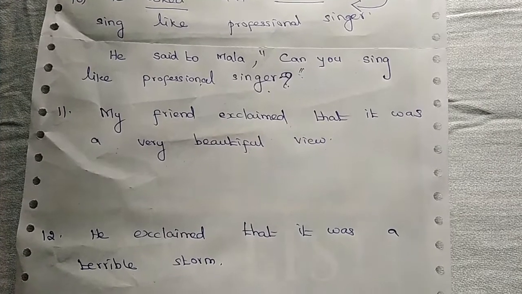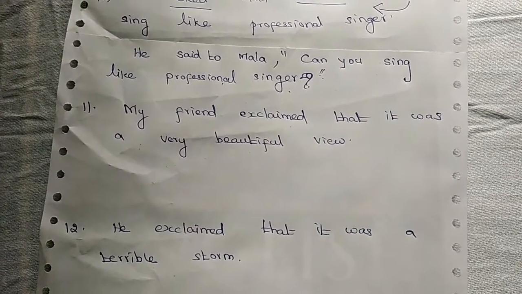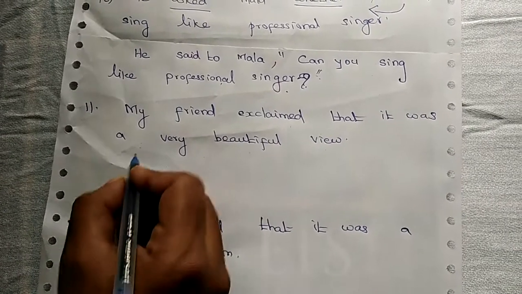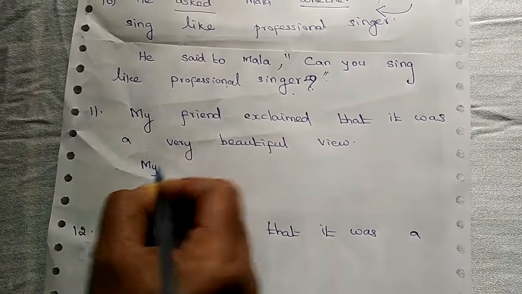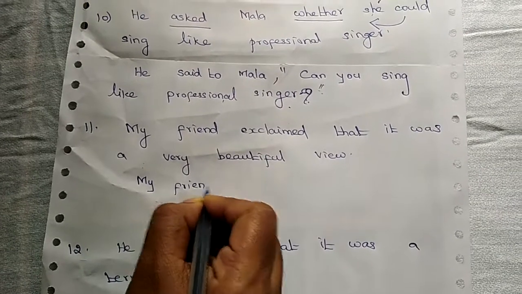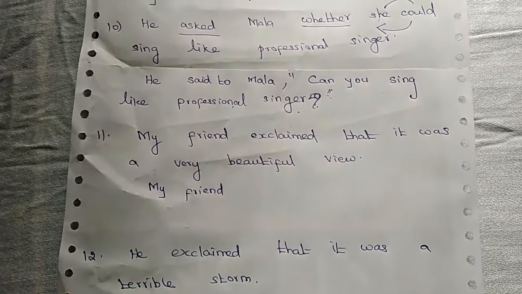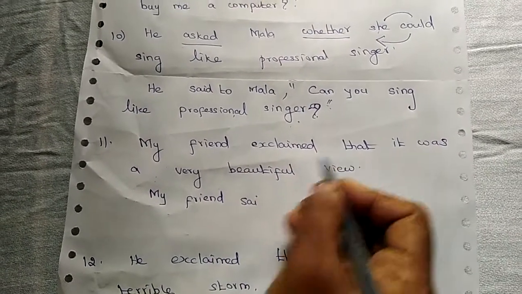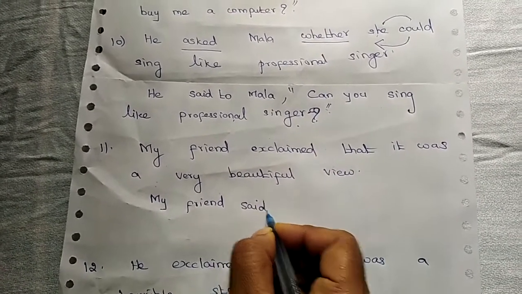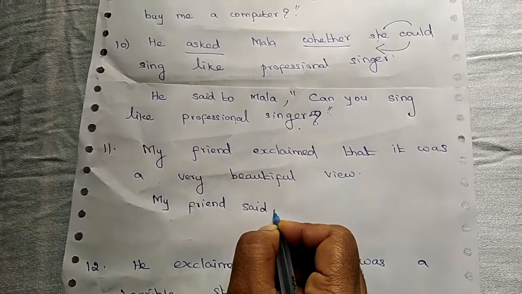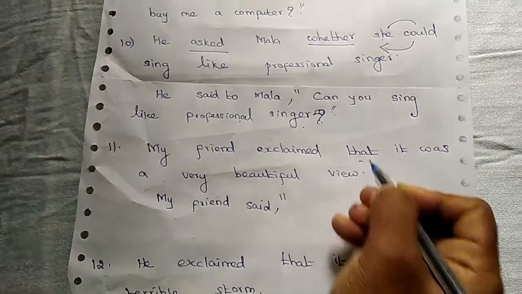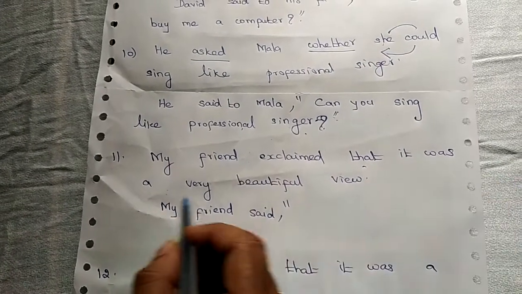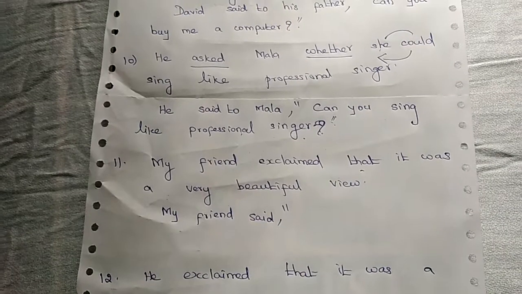So, what are the changes you have to make while changing the exclamatory sentence into direct form? Okay, you can see. How? We can start. My friend exclaimed will change into said to. Or said here. To whom it is not mentioned. So, just write the word said. My friend said, comma, begin the quote. No need to write this connecting word that. My friend said, it was a very beautiful view.